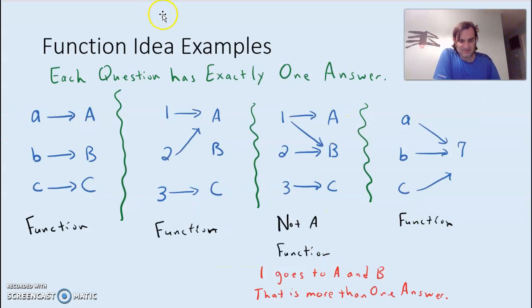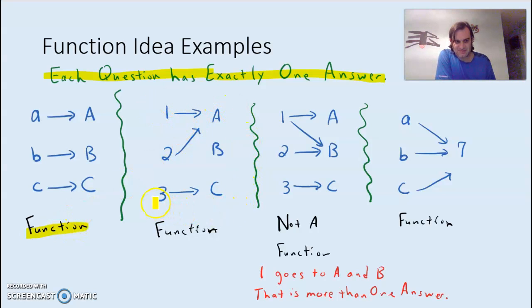So here are some examples of functions, and one thing I put up here is each question has exactly one answer. And by question, I mean the input. So on the first one over here, I have little a going to big A. So the question is, where does little a go? It goes to big A. Or if I put little a in my machine, what comes out? Big A comes out. So in this one, little a goes to big A, little b goes to big B, little c goes to big C. Every input goes to exactly one output. It is a function, and that's why.